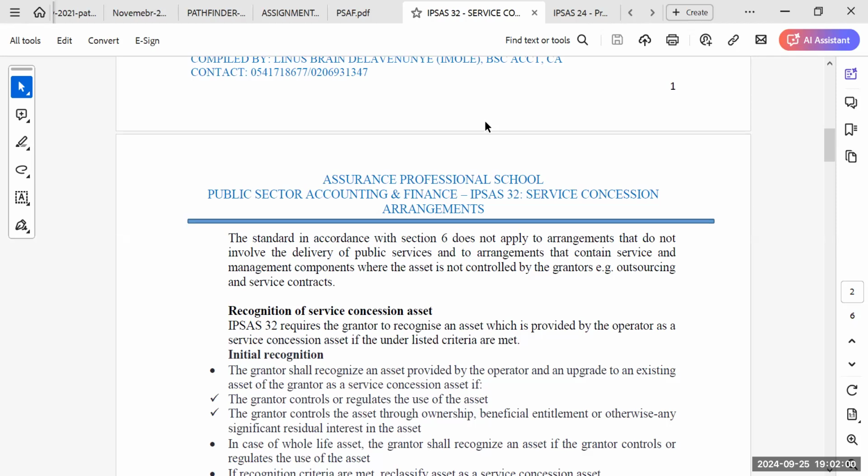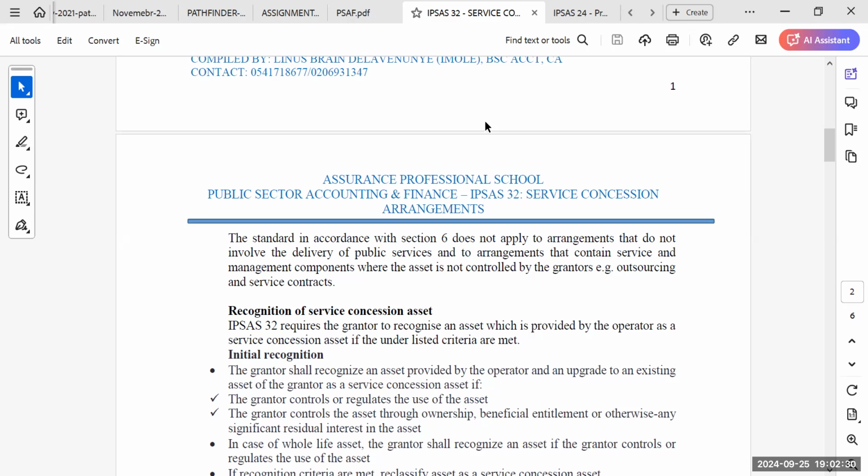So sometimes the question will be telling you that the residual value of the asset will be transferred to the government after that one. In that case, the government controls the asset through the residual value. So these two conditions should be there for the government to recognize what we call the asset. Otherwise, no. Assets will not be derecognized from the books of the grantor.